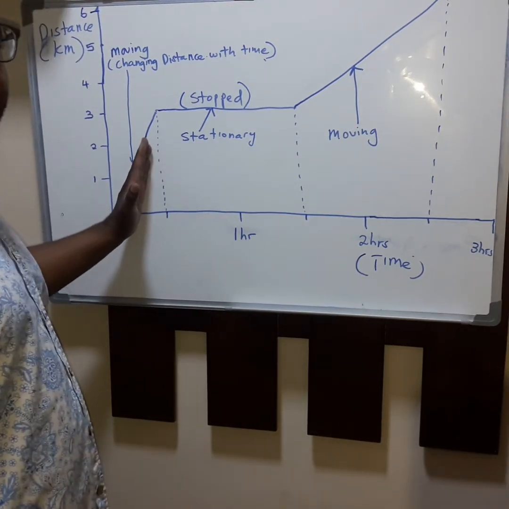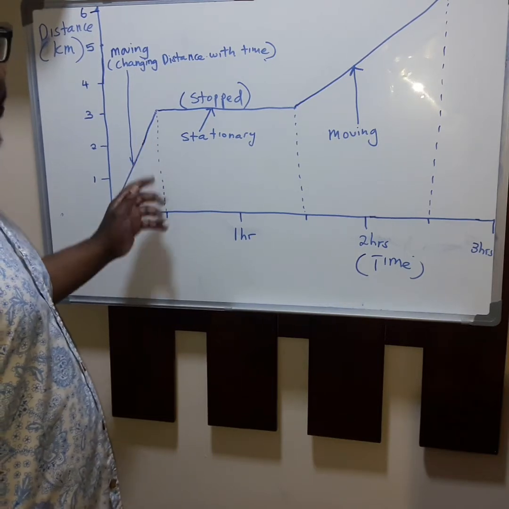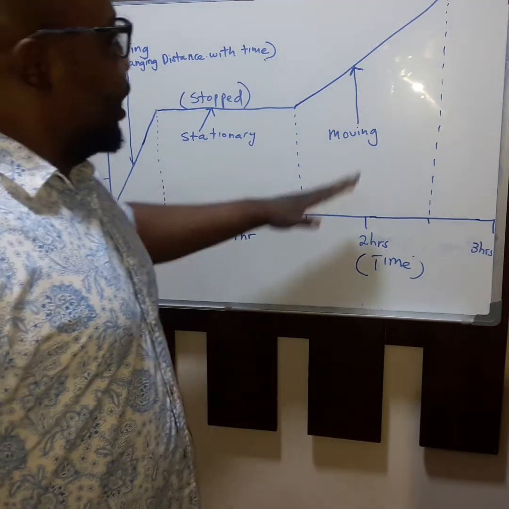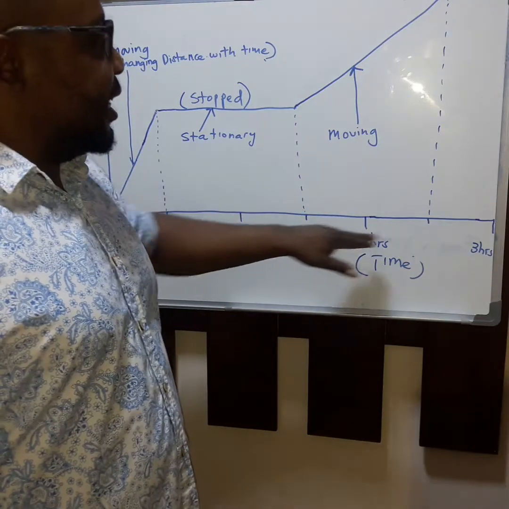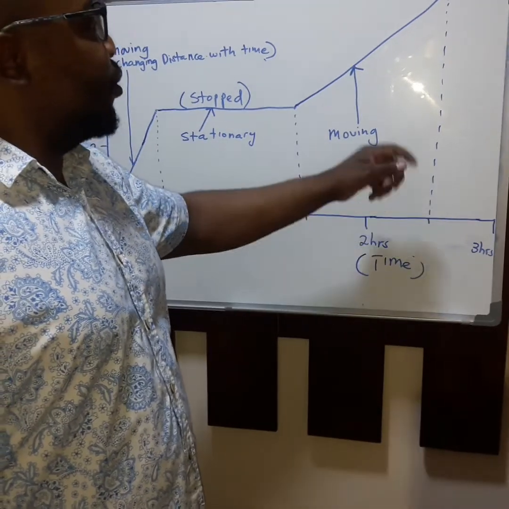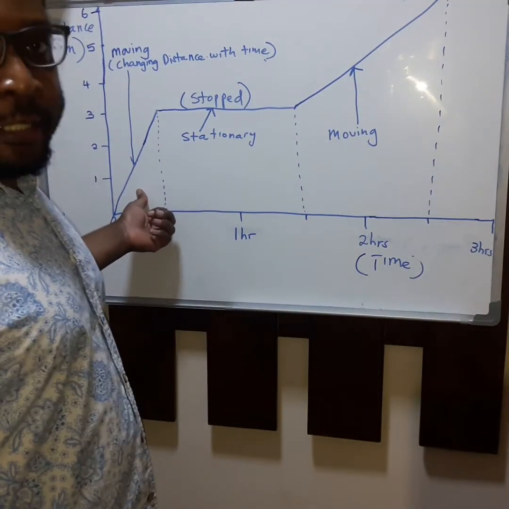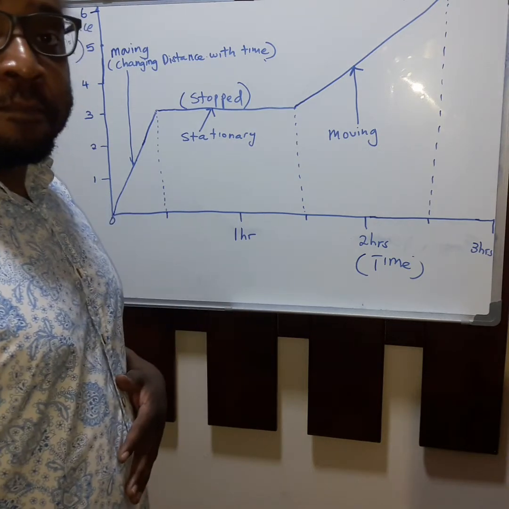The steeper the graph, the less the time taken. Therefore the object had more speed here. The less steep the graph, the more the time taken, as you can see, an hour. So the speed was lesser in comparative terms to the first phase. I hope you have understood this illustration.